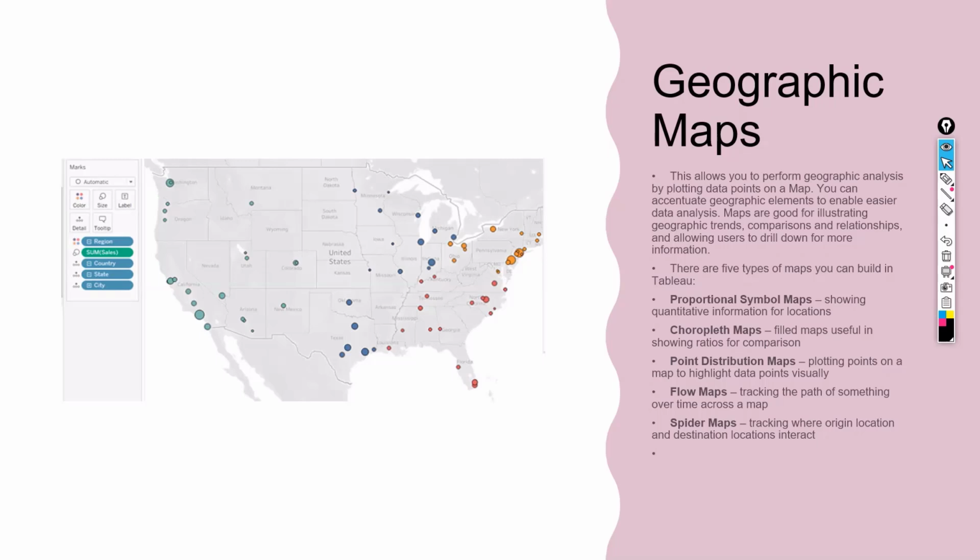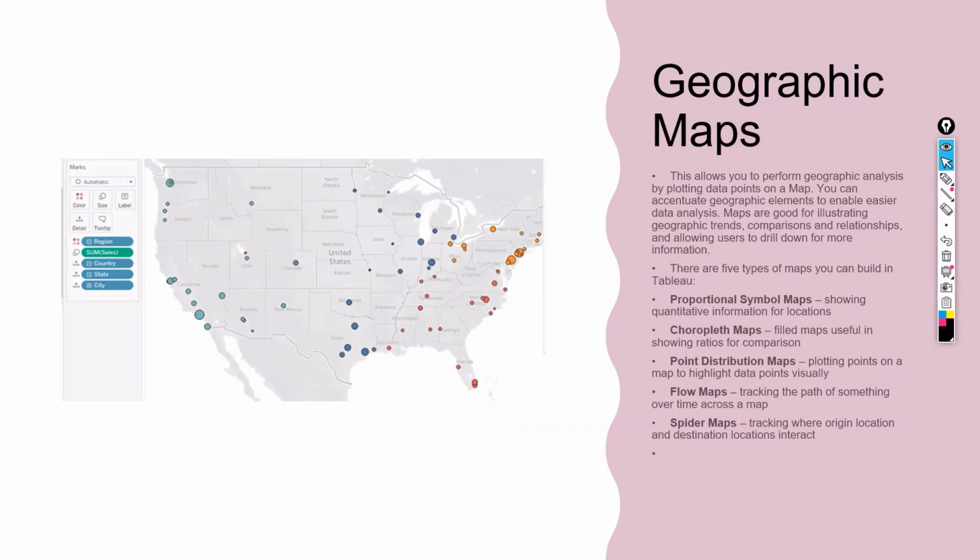Now, as you can see, there are five types of maps here. First one being the proportional symbol map. You can show quantitative information for locations. Choropleth maps, or filled maps, are useful in showing ratios for comparison. Then you have point distribution maps. They plot the points on a map to highlight data points visually, the one you're seeing here. Flow maps track the path of something over time across a map. Again, we can talk about employees traveling from different parts of the city to the office and how much time it will require.